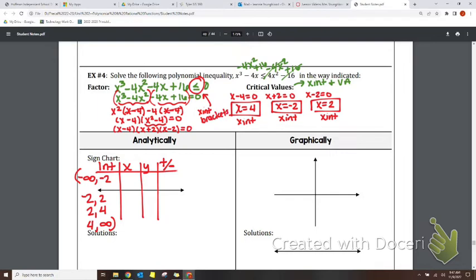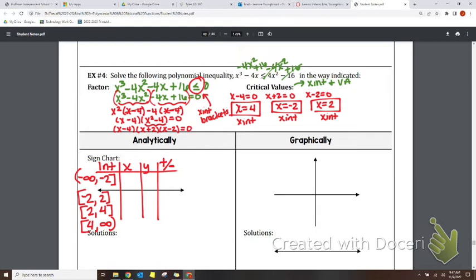Because the negative 2 was an x-intercept, put a bracket. The positive 2 was an x-intercept, so put a bracket. The positive 4 was an x-intercept, so put a bracket. If it didn't have the equal to, then we would use parentheses on all of them.